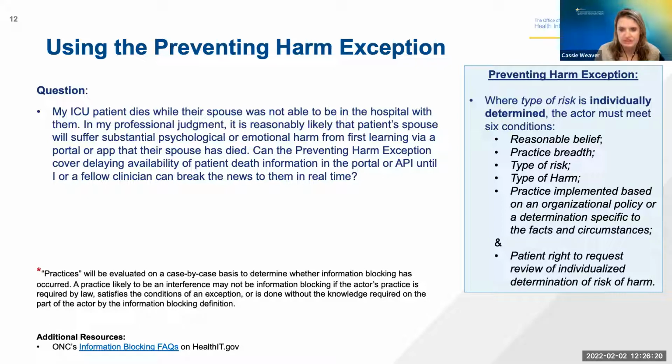Yes, absolutely. This is a case where the preventing harm exception will cover that interference. As a nurse, you are a healthcare professional, and in your professional judgment, you have determined that it's reasonably likely that providing that EHI to the patient's spouse, their personal representative, will cause them substantial psychological or emotional harm. So you've satisfied the reasonable belief, the type of risk, and the type of harm. Also, you implemented your practice based on a determination specific to these facts and circumstances. So you have satisfied all of the six conditions of this exception, and I don't think anyone would disagree that it is reasonably likely that this patient's spouse would suffer substantial psychological or emotional harm from learning about it through a portal rather than when they arrive at the hospital.